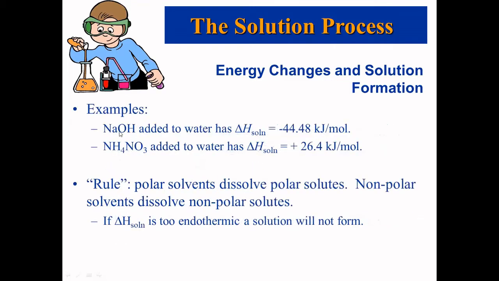Okay, so in the case of sodium hydroxide being added to water, the solution of sodium hydroxide in water, the delta H of your solution is negative 44.48 kilojoule per mole. So you see this is negative, meaning the released energy is greater than the energy that was needed to separate your sodium and your hydroxide ion from each other in your sodium hydroxide compound. So this being negative tells you that energy is being released.